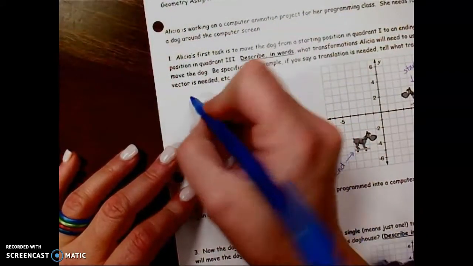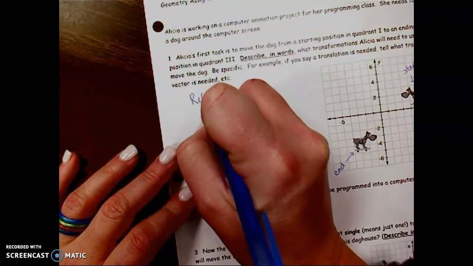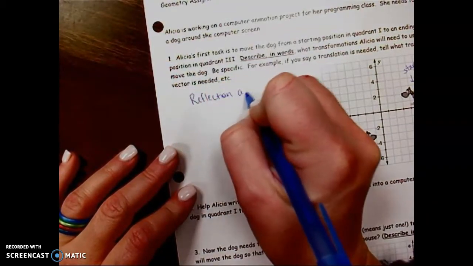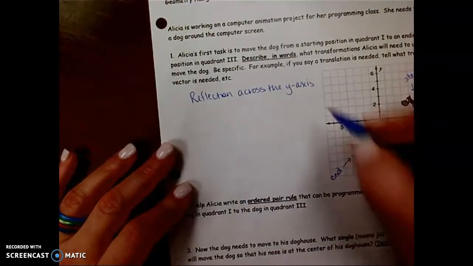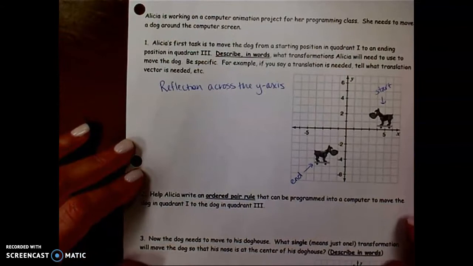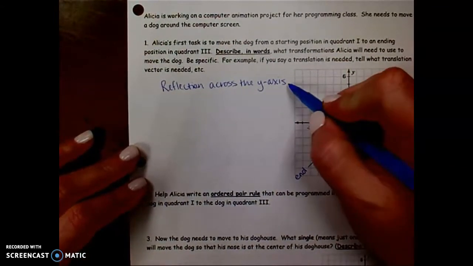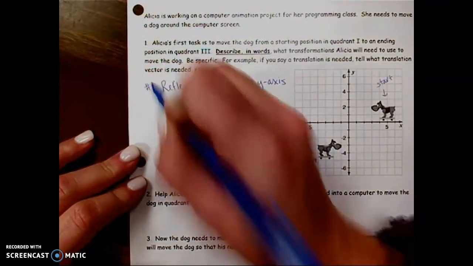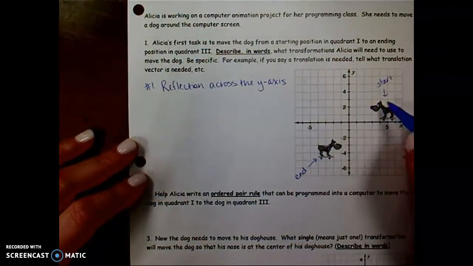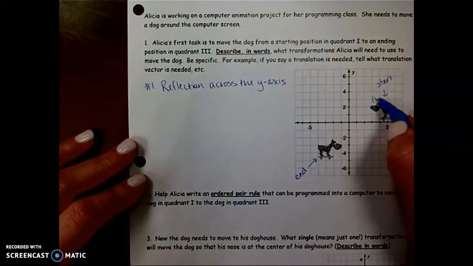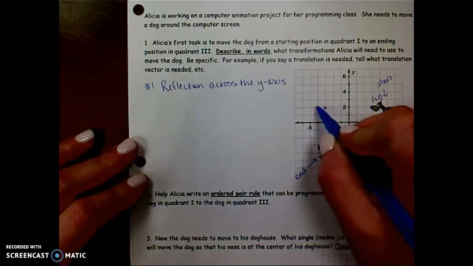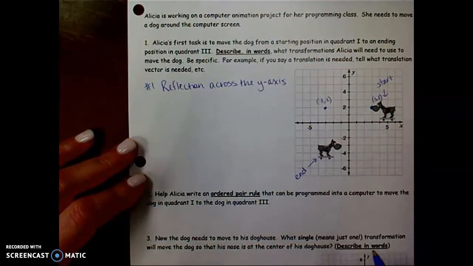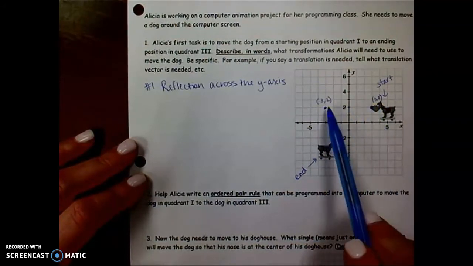So in my words, I'm going to put reflection across the y-axis. Now remember, you cannot reflect across a point. 1 or 2 of you put reflection across the origin, and that does not make sense. So the first thing we're going to do is reflect across the y-axis. So the nose of the dog right now is at the point 3, 2. After we reflect it across the y-axis, it will end up at this point, which is -3, 2. It changes the sign on x when you reflect across the y.